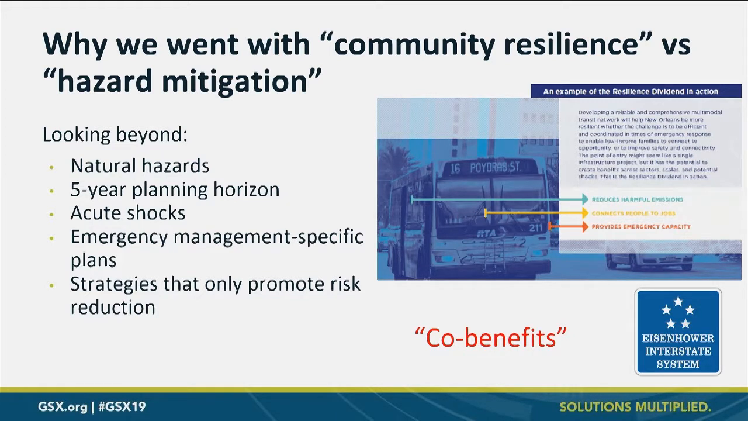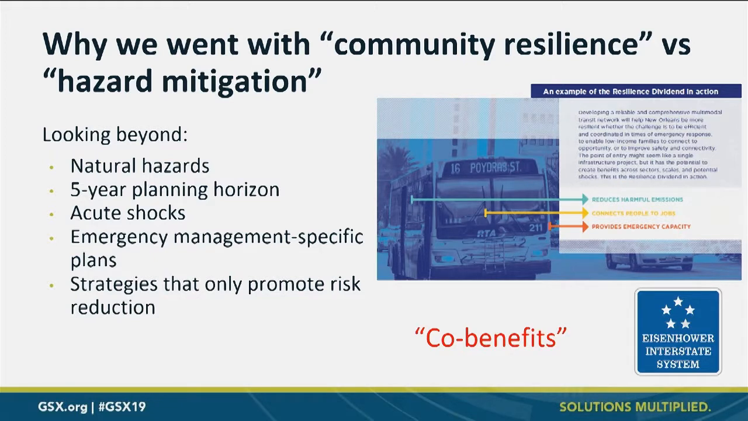And then we also looked beyond strategies that promote solely risk reduction. And that really brought us into that concept of co-benefits, or the resilience dividend. What are the things that we can do that not only reduce risk, but also have a benefit to the community every day? One of the challenges we deal with as emergency managers is that many people don't want to put money towards emergency management because that emergency may never happen. So why are we going to put that investment in when we really may never end up having to use it at all?